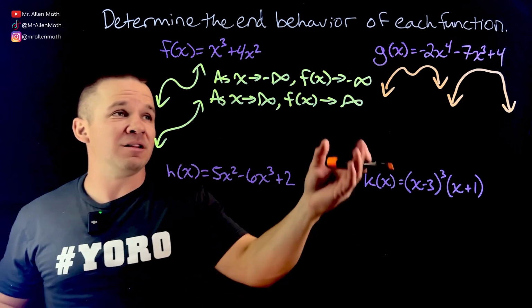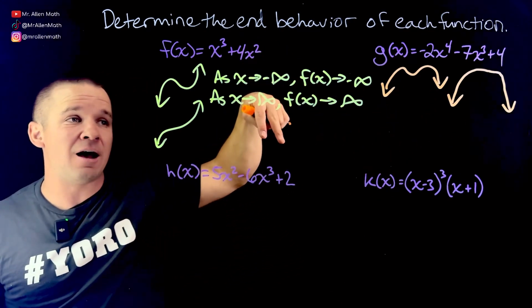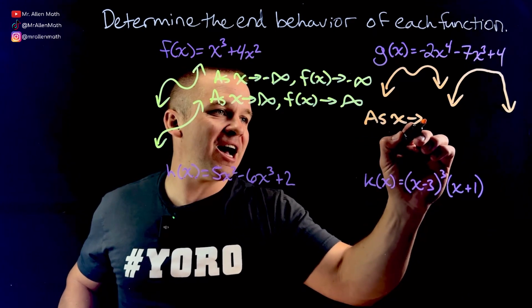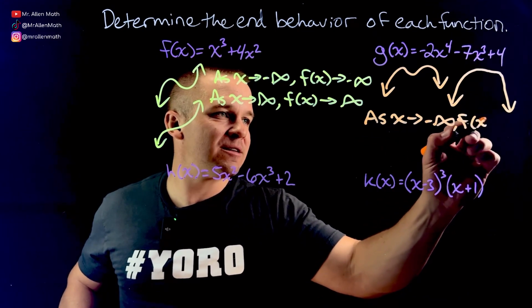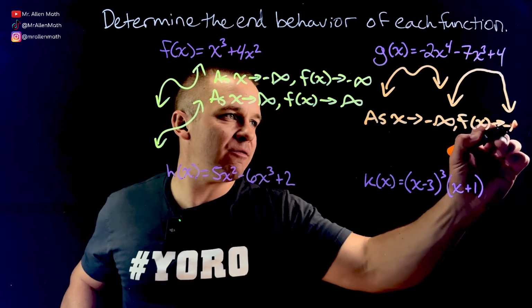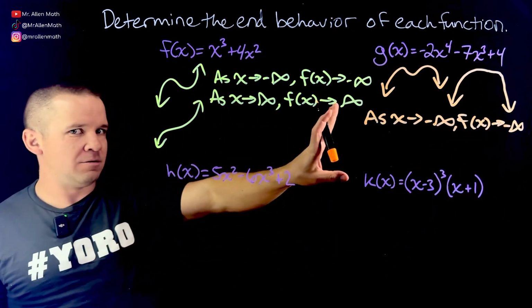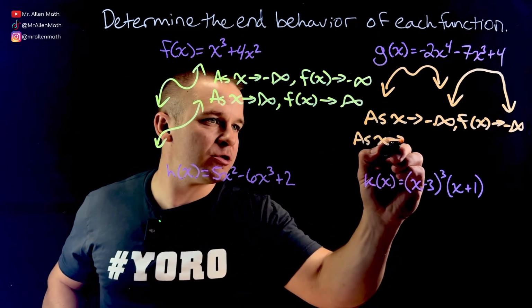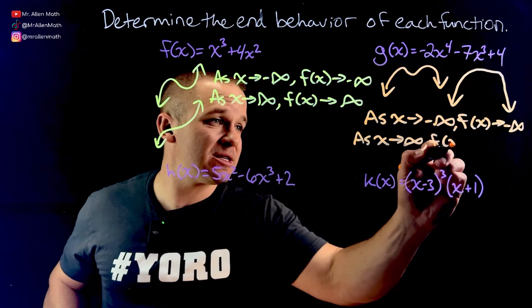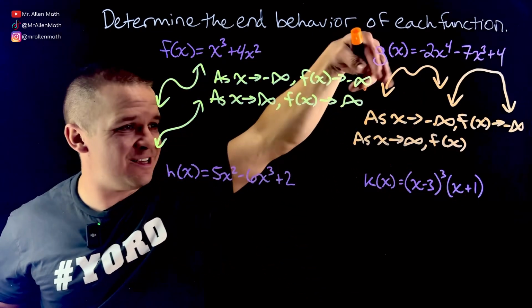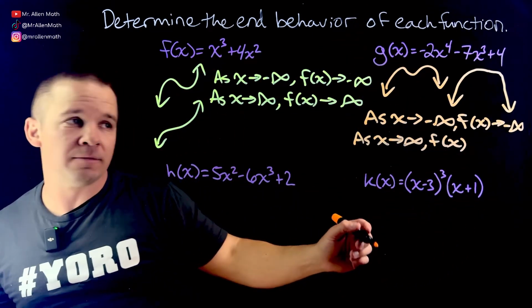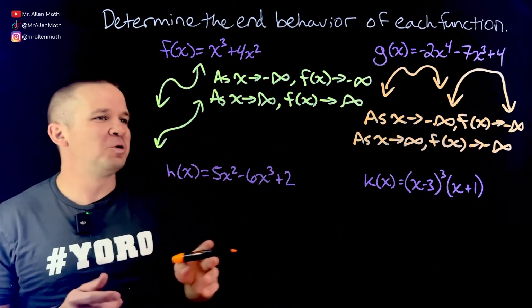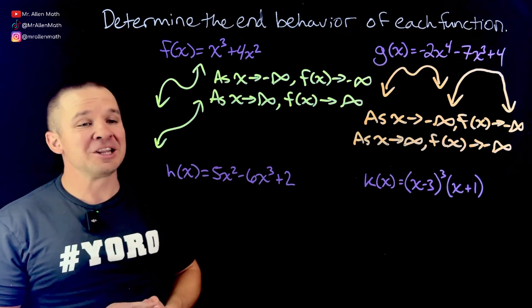But in any event, on the left and the right-hand sides it's going down. So as x approaches negative infinity, f of x approaches negative infinity. Negative infinity. And as x approaches positive infinity, as we go to the right, it's still going down, so f of x approaches negative infinity as well. Cool. Awesome.